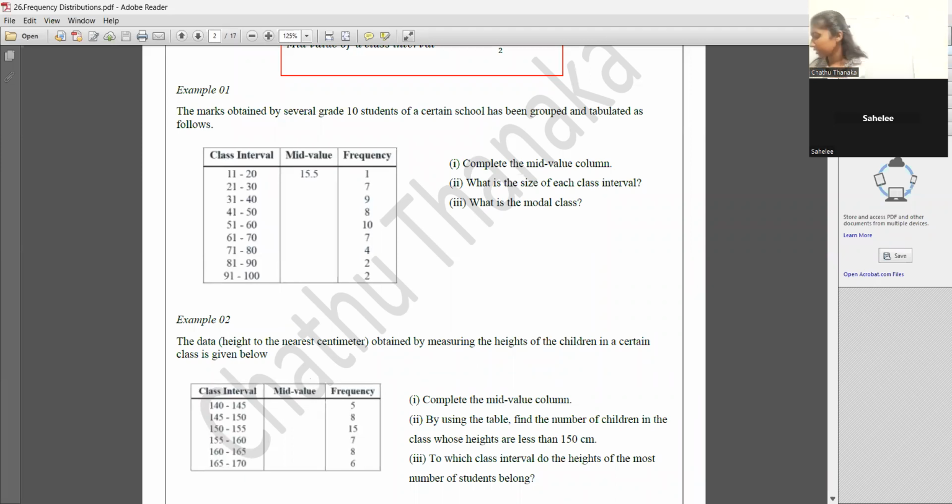First you have to construct a table like this. And the first column must be class interval. Name it as class interval. If it is given, you can write here class intervals. Then the next one must be, it is better if you can write the next column as mid values, because we need to take the mid values from the class intervals now.